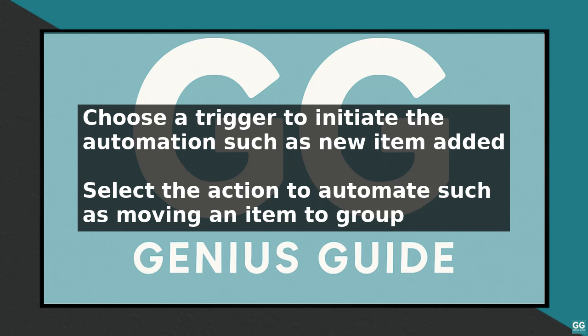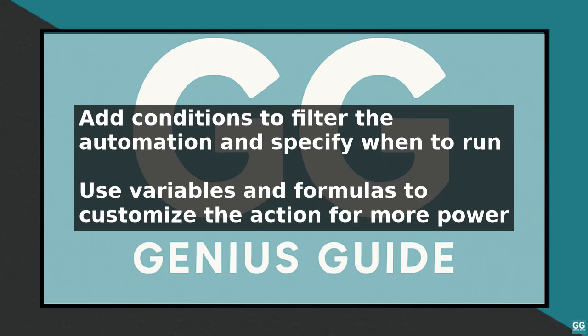Conditions help to specify when the automation should run, such as only when a certain column is filled or when an item is in a specific status. To make your automation more powerful, you can also use variables and formulas to customize the action. For example, you can use a formula to automatically set a deadline based on the start date of a task.